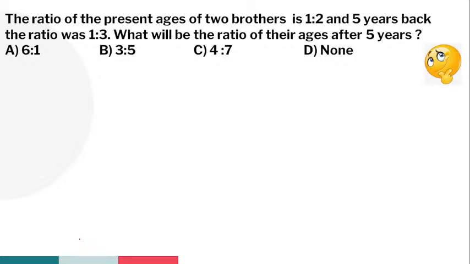The ratio of the present ages of two brothers is 1 is to 2. And 5 years back, the ratio was 1 is to 3. What will be the ratio of their ages after 5 years? Their ages after 5 years, Andy. What is the answer, guys?